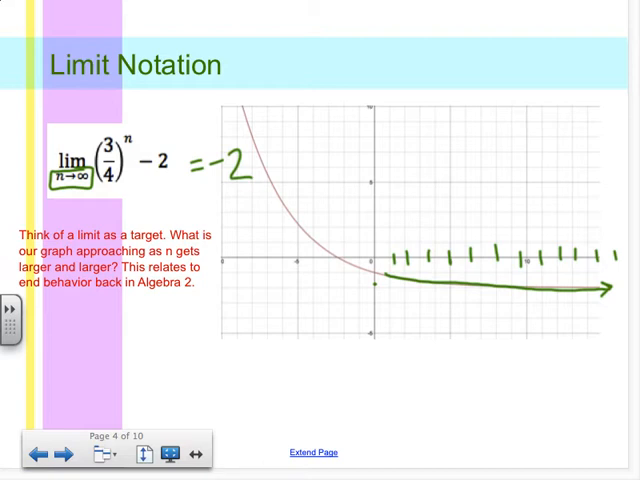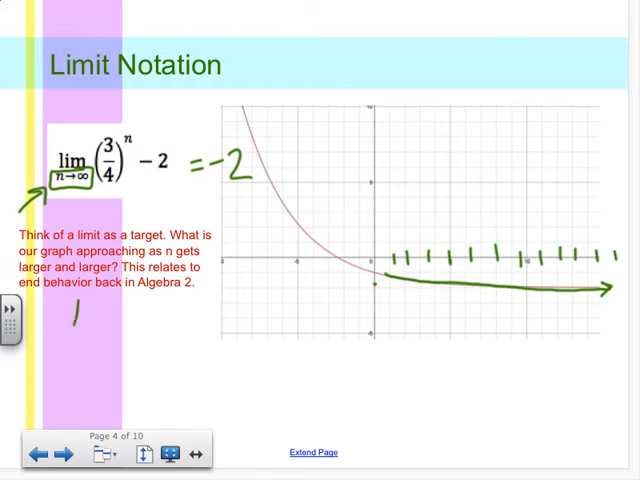All right, but that's really what I'm looking at when I look at limits graphically. I want to see what y value I am getting closer and closer to. It's basically the same thing as end behavior. And we should be able to see that here. And we're just looking as our n values go to infinity. So as we go farther and farther to the right.